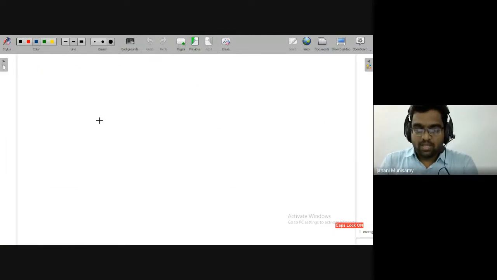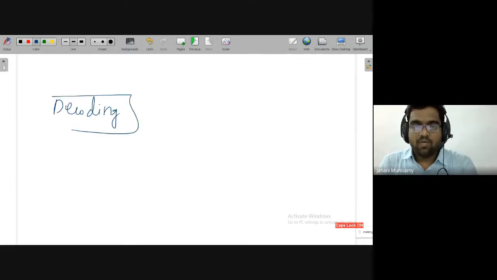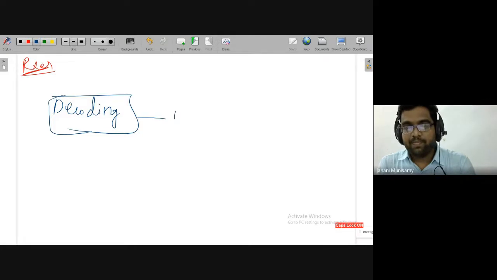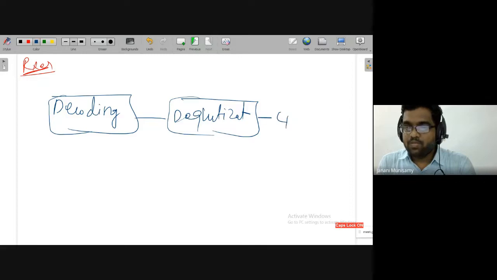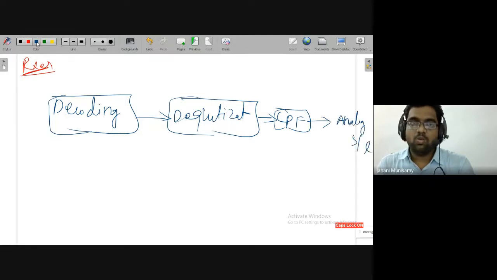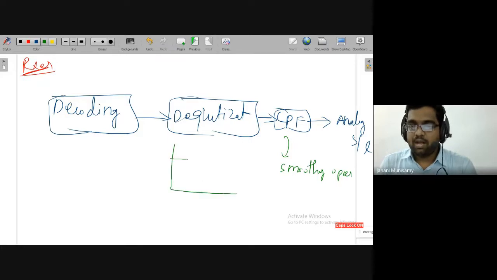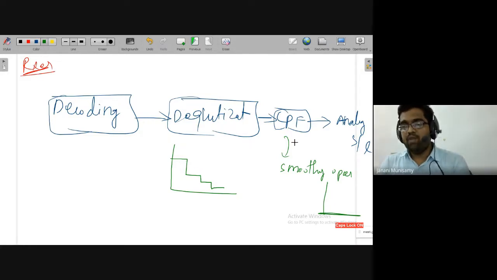So at the receiver side, we are using decoding, then dequantization, then low pass filter. At the output of the low pass filter will be the analog signal, original analog signal. Here, this low pass filter will do the smoothing operation. That means here the diagram will be something like this with help of the steps. So that discontinuities will be removed by low pass filter.